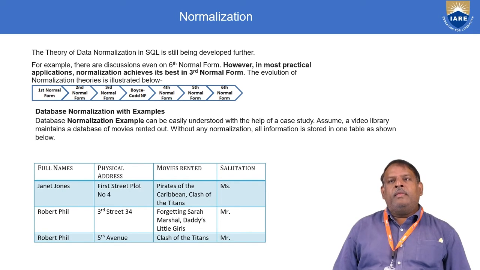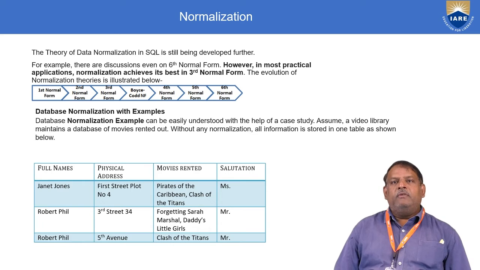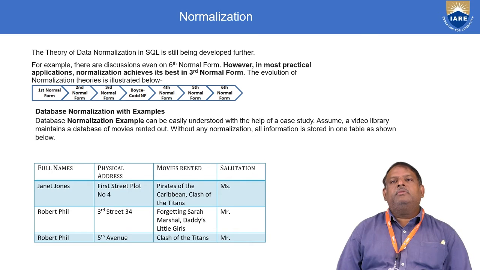Okay. The evolution of normalization theory is listed above. First normal form, followed by second, third, and Boyce-Codd normal form, fourth, fifth, sixth. If you are able to achieve up to third, you are in good shape. Okay. If you need to apply the second normal form, first you have to apply the first normal form. Like this, going forward. Now we'll see an example of database normalization.